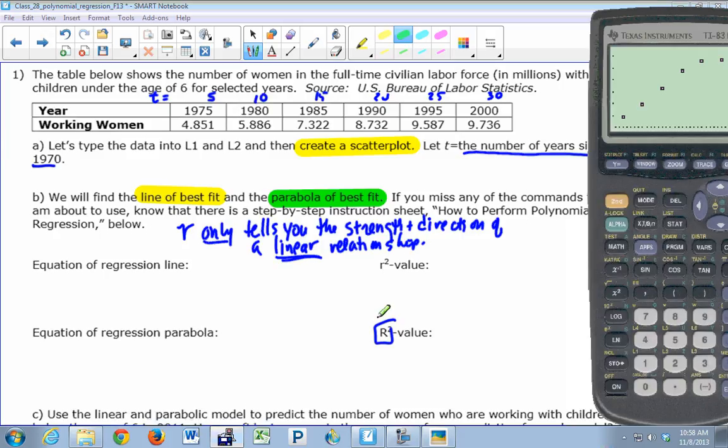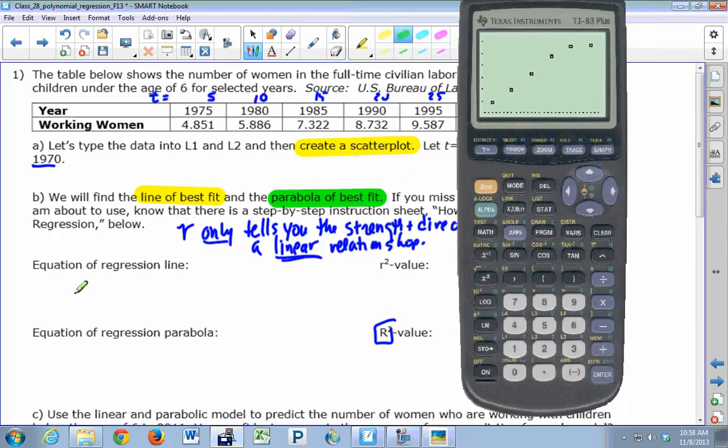Okay, so let's take a look at the equation for the regression line and the equation for our parabola. Now remember, folks, our regression line is going to look like this. It doesn't have m anymore because we're a polynomial.